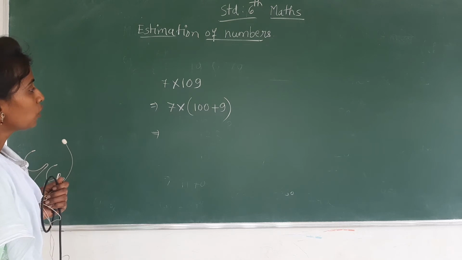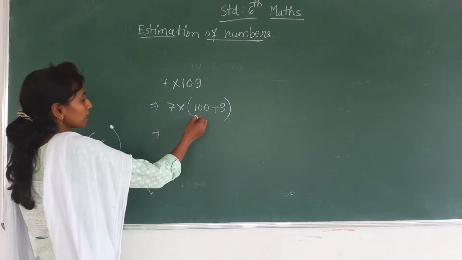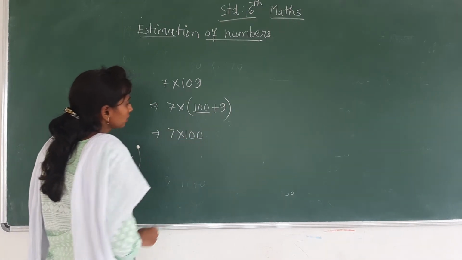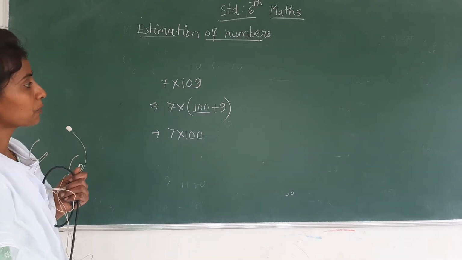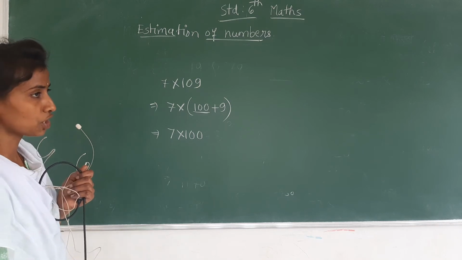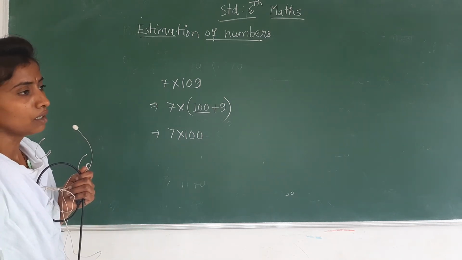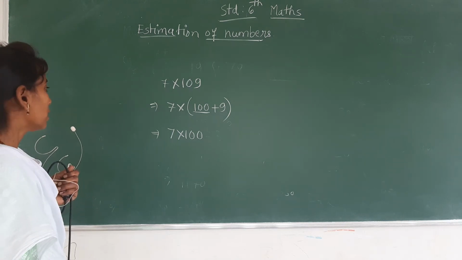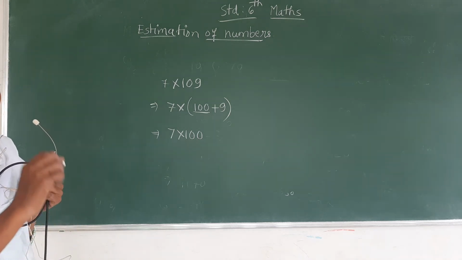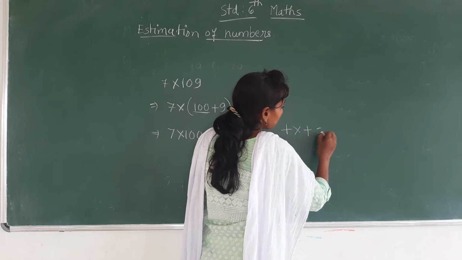So I am going to multiply 7 into the bracket now. That first number is 100. 7 into 100. If plus is there, we have to see the signs of multiplication. If minus is coming, then different answers are coming. So here plus is there. Before 7 also plus is there and before 9 also plus is there. Plus into plus is always plus only.